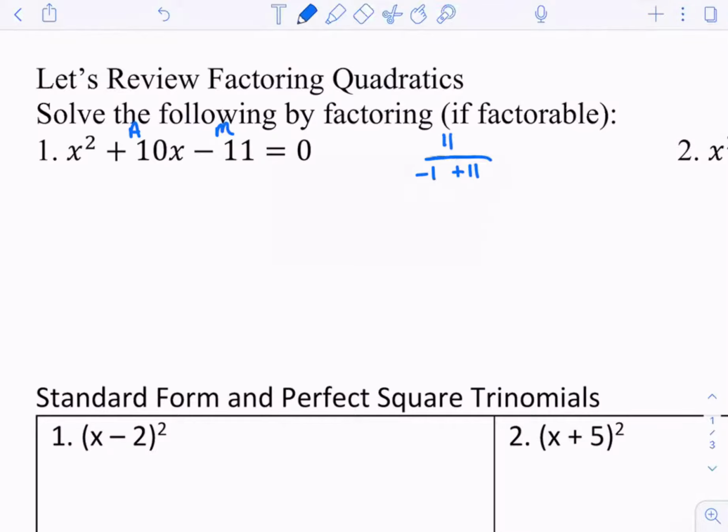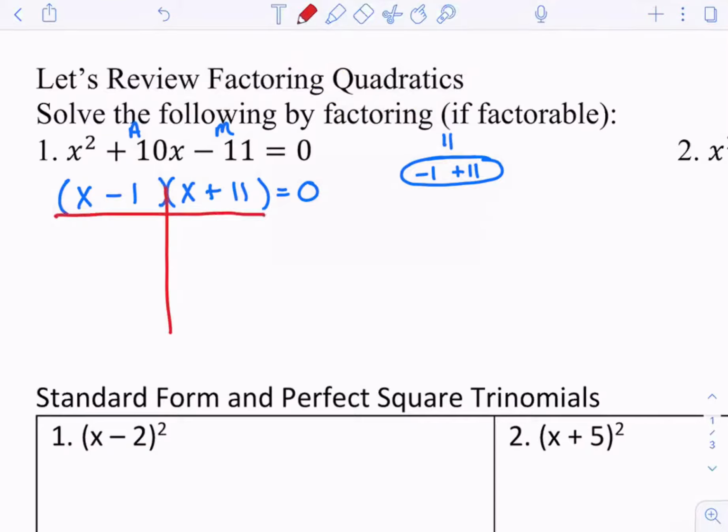Now, if I combine a negative 1 and a positive 11, do I get a positive 10? I do. So those are the factors that I'm going to use here. So I get x minus 1 and x plus 11. And now to finish solving, I set each one equal to 0. So I get x equals 1 and x equals negative 11. And you can always plug it back in and check, but these are my final answers.